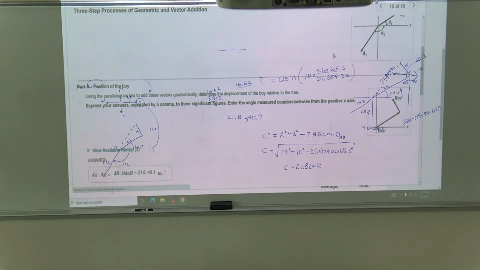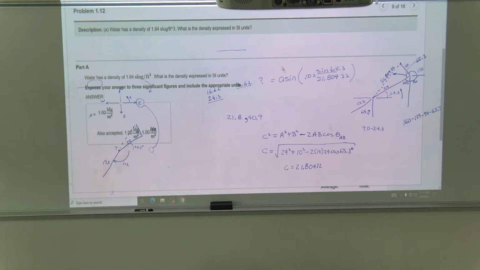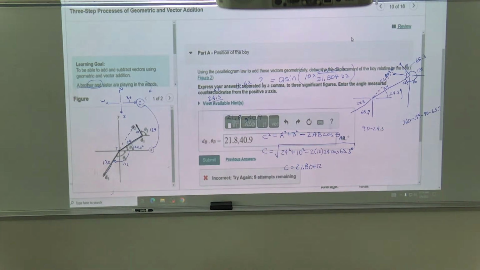$49, 21.8. I got 40. Did I add wrong? I may have added wrong. What happened? Oh. I may have added wrong. Did I add that wrong?